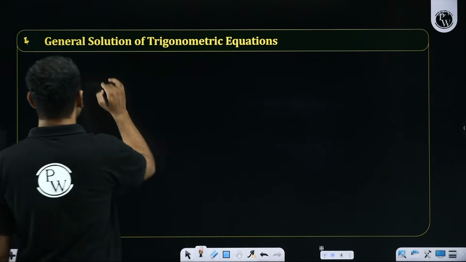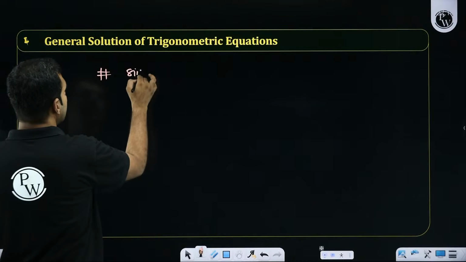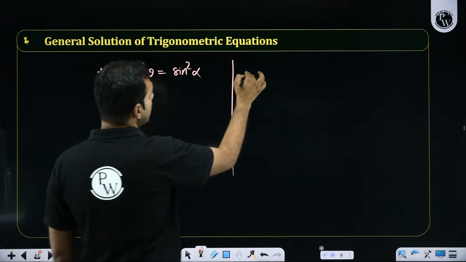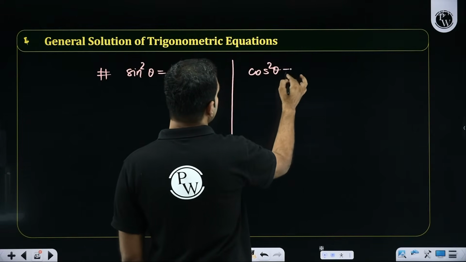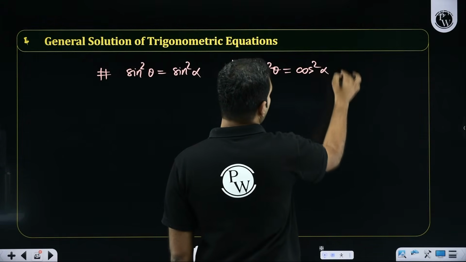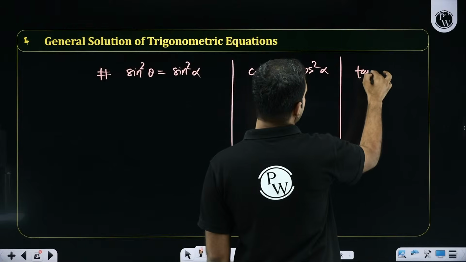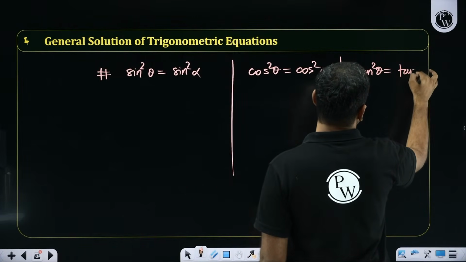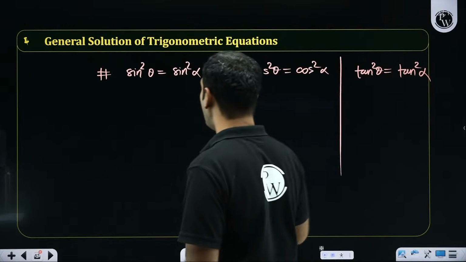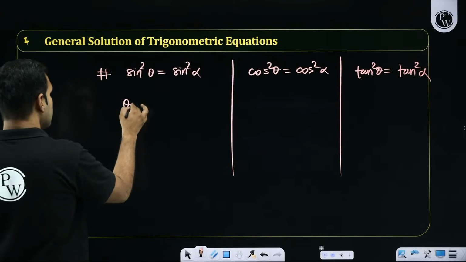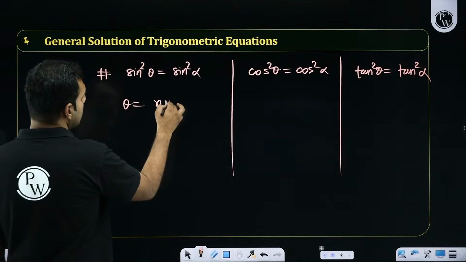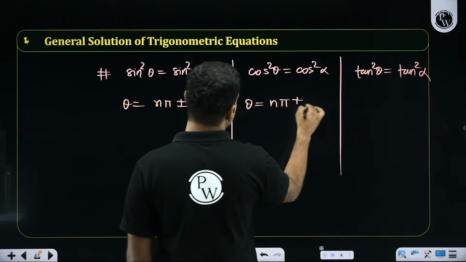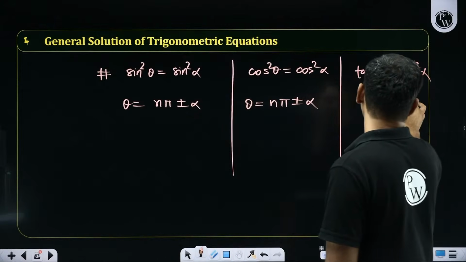Then there is one more. If I am told sine square theta is equal to sine square alpha, or cos square theta is equal to cos square alpha, or tan square theta is equal to tan square alpha, for all of them there exists only one solution, the same solution. Theta is n pi plus minus alpha.